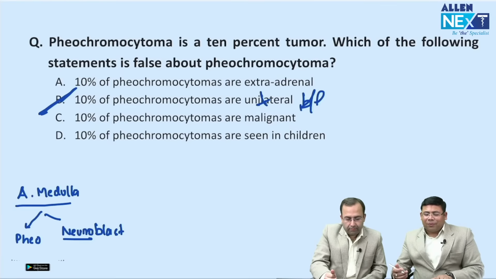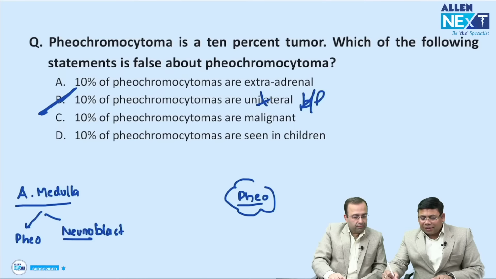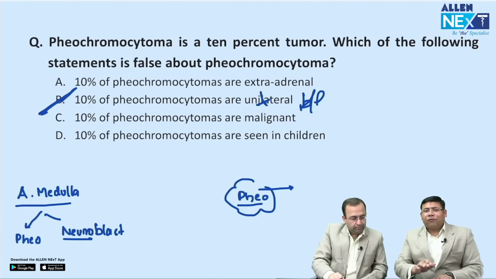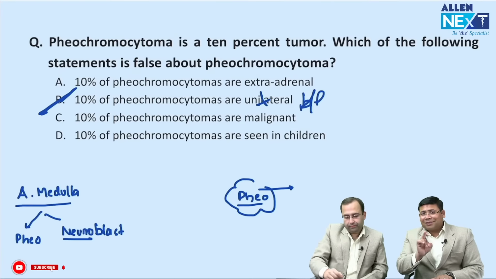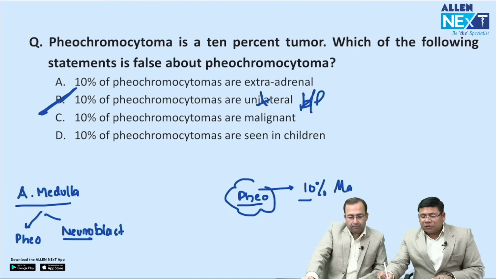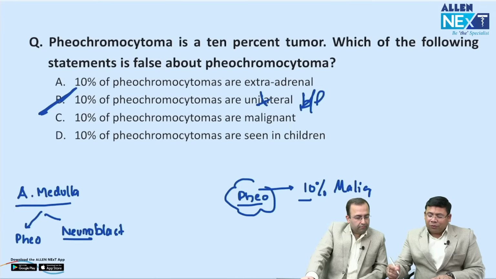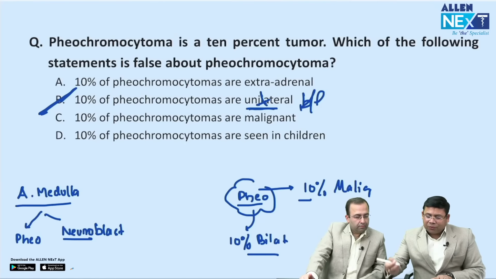So when we talk about the 10% rule, we know that the pheo are generally considered to be a benign entity, and only if found to be invasive and metastatic are they malignant. Remember, merely capsular invasion or invasion into the nearby structure doesn't qualify for being malignant. So approximately 10% of them are malignant. Then sir has already told you that 10% of them are bilateral. In this question, it is written that 10% of them are unilateral.